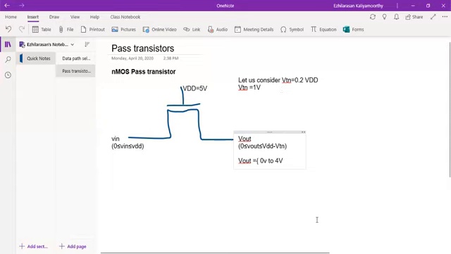Now how will it work? I need to pass a voltage at the input. When I give a low logic value, in the output I will get the low logic value. When I give a high logic value, I won't get the high logic value at the output; the output will be degraded. So what is the meaning of that? Let me explain.